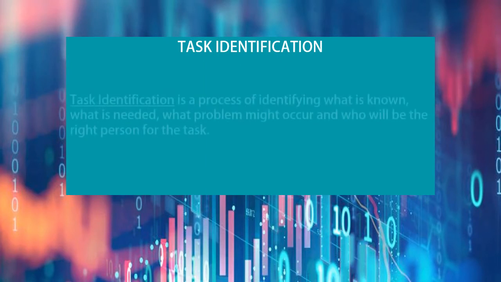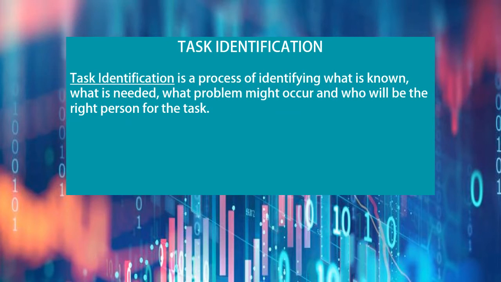Before performing computer operations, there are a lot of things that you need to consider. First is the task identification. Task identification is a process of identifying what is known, what is needed, what problem might occur, and who will be the right person for the task. It involves planning stage and preparing stage.